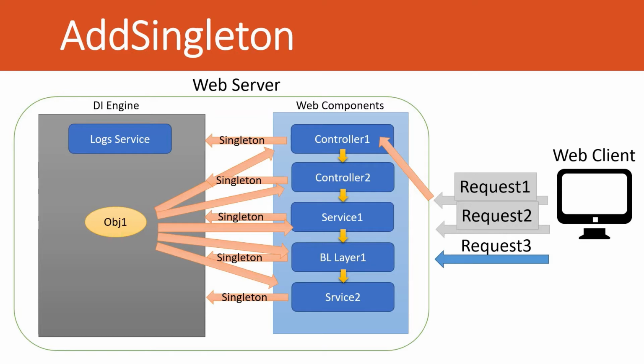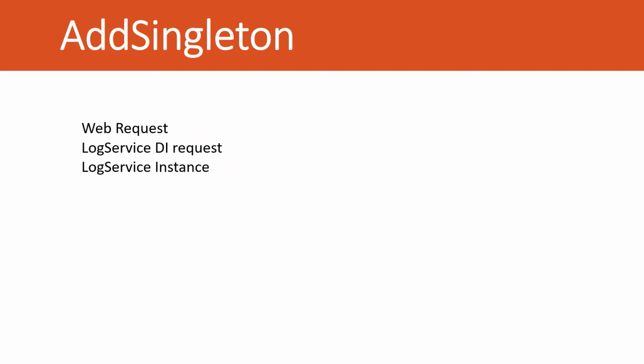So that is what happens with add singleton. Any number of requests, any number of dependency injections, any number of usages, the DI engine will create only one object. Then it will share that one object across the application. That is add singleton. Let's look at the numbers.